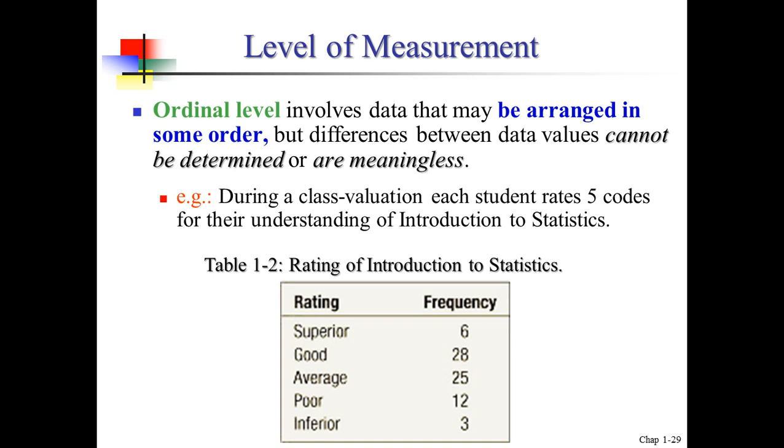Ordinal level, just a little bit higher than nominal level, involves data that may be arranged in some order, but differences between data values cannot be determined or are meaningless. We can put it in order, but the gap between two data items has no meaning. During the class evaluation, each student gets five codes for their understanding of introduction to statistics.